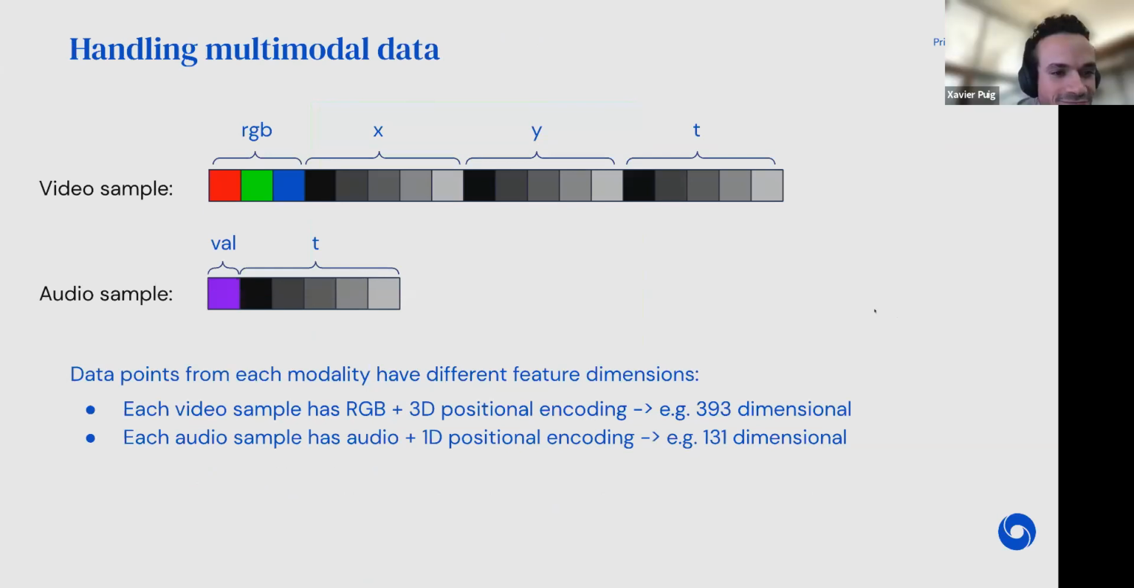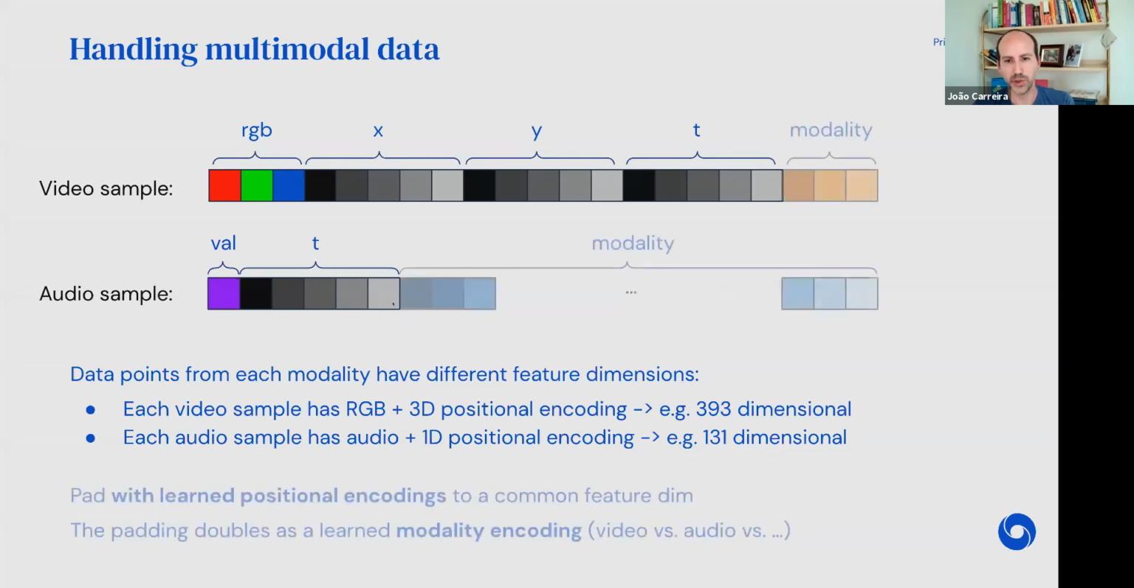If the multiple modalities have different dimensions, we add a bit of padding that also acts as an embedding for that modality. So we add some code to each modality that tells, okay, this is audio, this is RGB, and so on. Let me go back. Here I'm showing the positional encoding plus the input. Let's say we had pixels, RGB, 3 values, and then some Fourier encoding of X, Y, and T. For raw audio, it would be a single value plus some positional encoding of the time. Then we pad them with a modality-specific embedding such that they have the same size and we can form a matrix out of them.